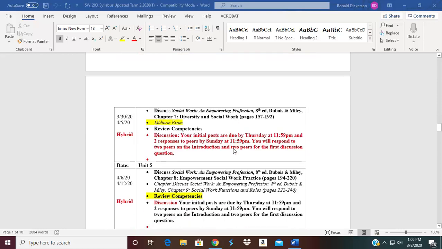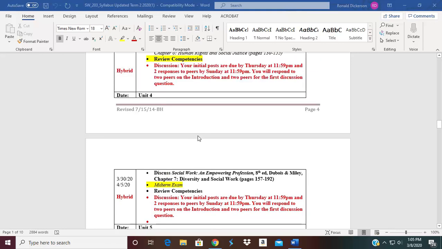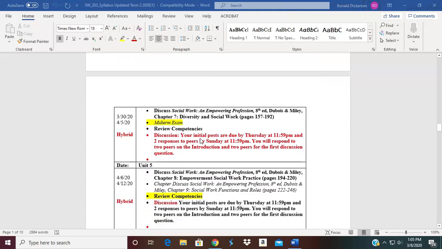Okay, Unit 4, you can see, starts on the 30th of March and ends on the 5th of April. And you can see what chapter is there. Also in Unit 4, you have your midterm exam. So you have one chapter that you have to review, and then you have your midterm exam. Now, I'll show you where the midterm exams are located when we get into Blackboard.